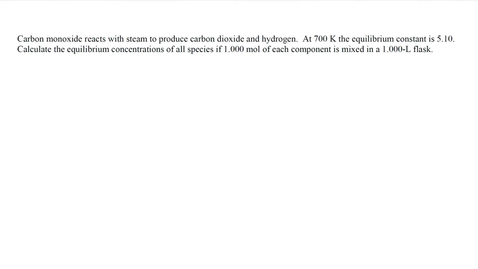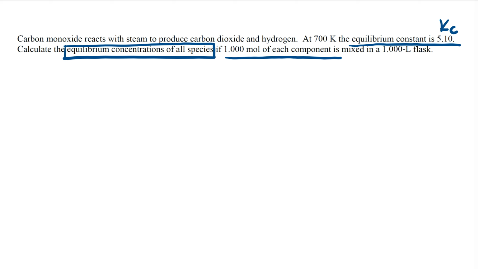All right, so we're reacting carbon monoxide with steam, and we're producing carbon dioxide gas and hydrogen gas. The equilibrium constant for this reaction is given to us, and it's 5.10. That's our Kc. They would like for us to calculate the equilibrium concentrations of all species. So everything in the system, they want to know what their equilibrium concentrations are if 1 mole of each component is mixed into a 1 liter flask. And so those represent our initial values of everything.